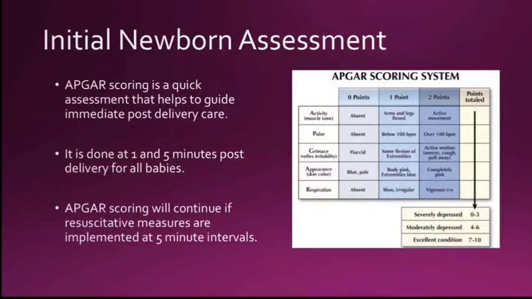For your appearance, if they are completely pink, they get a 2. That is very uncommon for a baby to be born and be completely pink, so very few babies get a perfect score of 10 because of their color. Most of your babies are going to get counted off for color because even though their body or their trunk is nice and pink, they're going to have these little bluish colored hands and feet. That is a term called acrocyanosis, and it's not really problematic, but we do count off for it because it is not a completely normal finding.